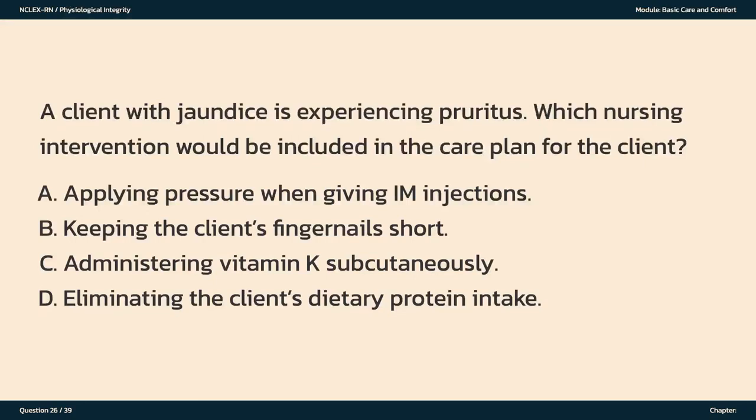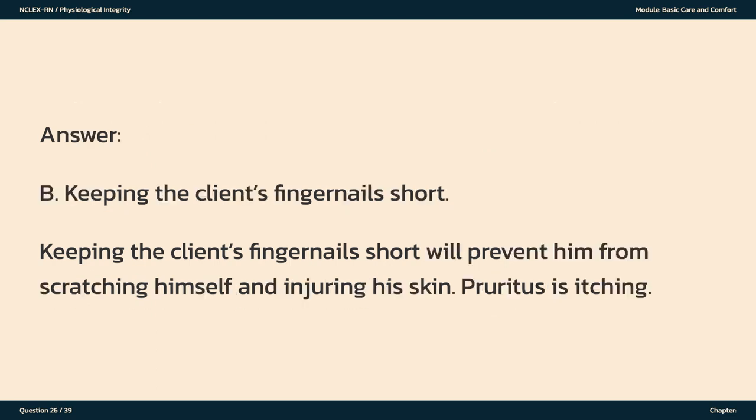A client with jaundice is experiencing pruritus. Which nursing intervention would be included in the care plan for the client? A. Applying pressure when giving him injections. B. Keeping the client's fingernails short. C. Administering vitamin K subcutaneously. D. Eliminating the client's dietary protein intake. The answer is B. Keeping the client's fingernails short. Keeping the client's fingernails short will prevent him from scratching himself and injuring his skin. Pruritus is itching.